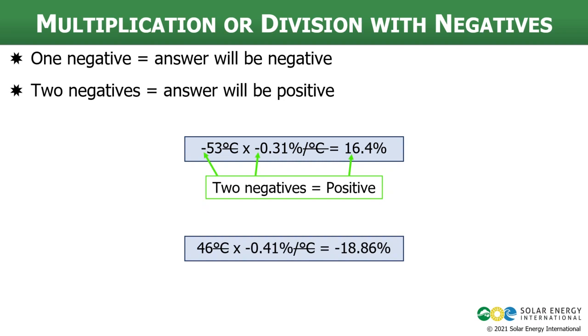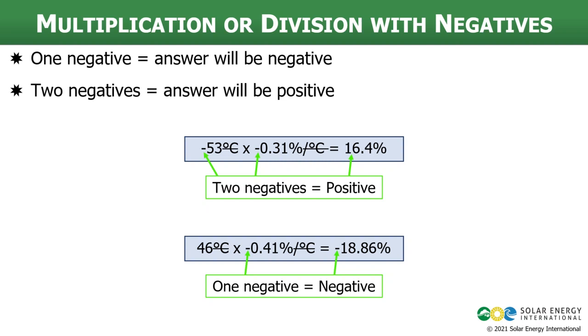Here's another example. Positive 46 degrees Celsius times a negative 0.41% per degree C. We're going to get a negative 18.86% because we only have one negative, so we're going to have a negative result. And you can see in both of these we have the Celsius canceled out because when you're multiplying two things together that have the same label, the two labels will cancel out. So in this case, the two Celsiuses canceled each other out and we're left with a percentage. So that's a percentage change in this case above the standard test condition voltage rating of the module.